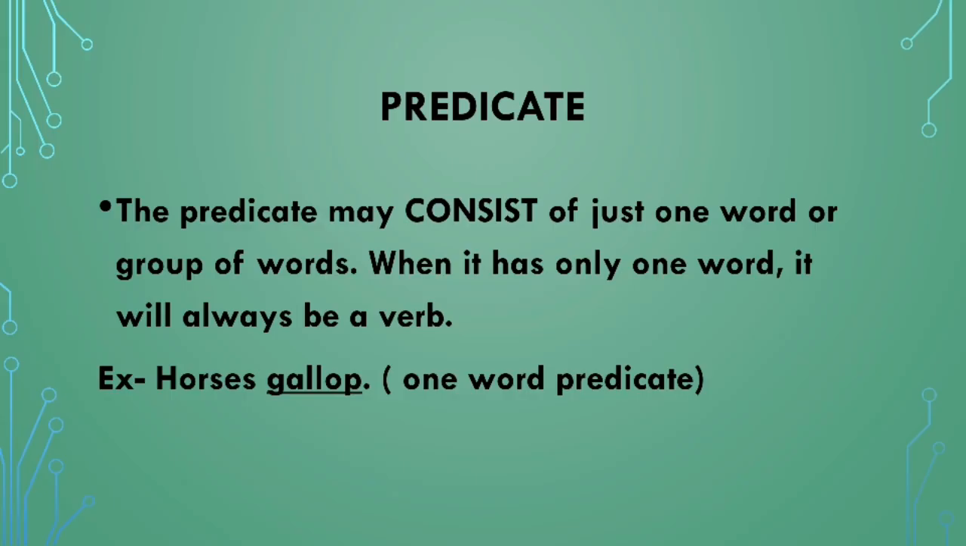Okay, let's talk about predicate now. The predicate may consist of just one word again or a group of words, जैसे subject में था. Okay, when it has only one word, it will always be a verb. Like horses gallop, right? Horses gallop. So gallop is the action word, okay, which is a verb. So it is a one-word predicate. So whenever a predicate has only one word, it will always be a verb.